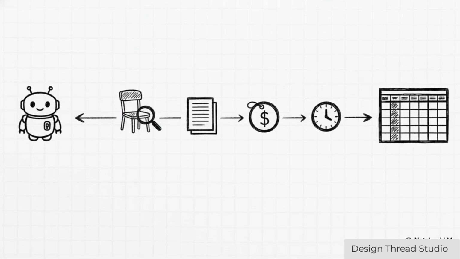Think about the hours you spend on sourcing materials or furniture. You could literally just tell an agent, go find 12 dining chairs that fit the client's brief, pull all their spec sheets, find the pricing and the lead times, and then put everything neatly into a spreadsheet for me. And then it just goes and does it.